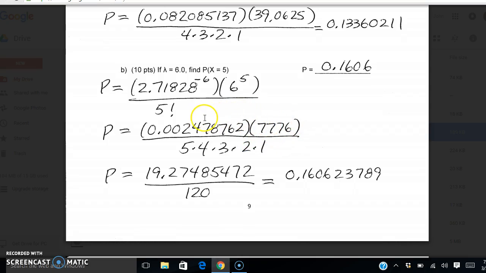On the bottom of the equation, the denominator, we have x factorial, which is 5 factorial. If we multiply out 5 factorial, we end up with 120. So what I did here was I multiplied these two values on top. I got this value in the numerator divided by the 120, and that gives us this value here, and we round it to the 4th decimal place, and the probability is 0.1606.